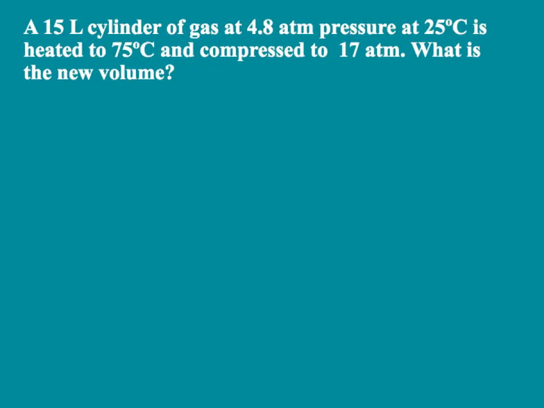All right, problem. This time let's solve for something other than pressure. So we have a 15-liter container, so this would be a volume 1, at 4.8 atm, pressure 1, and 25 degrees. So here again, this time we have 3 variables. It's heated to 75 degrees, temperature 2, and compressed to 17 atm. 17 atm, atm is a pressure unit, so that must be a pressure. What's the new volume? So this time we actually have 3 variables we had to look at because nothing was said, it was held constant.